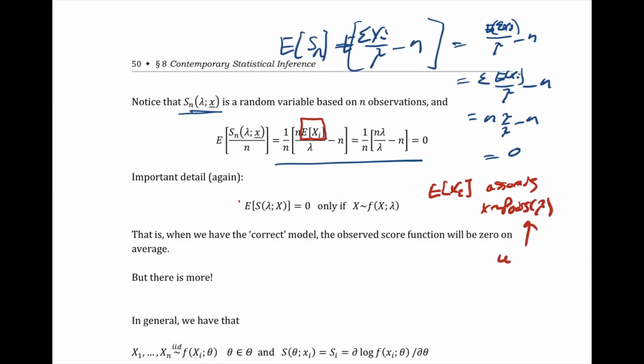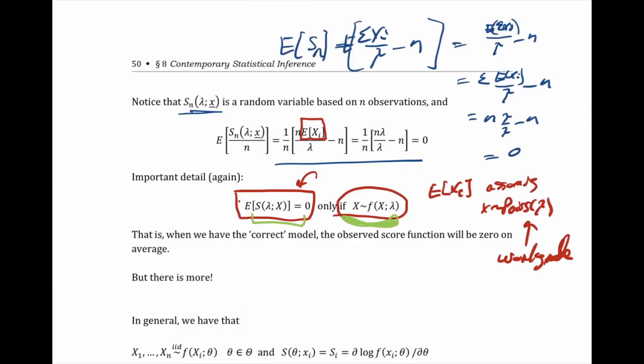But this is also our working model. That says working model, even though it doesn't look like it. All right. So this happens only if that happens. That means the score function is 0 on average. The score function is 0 on average only if the true model and the working model are the same thing.